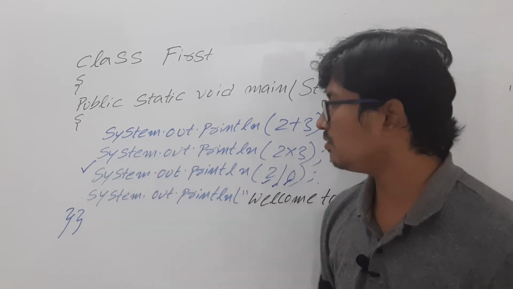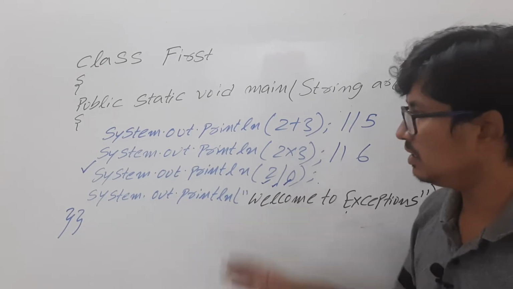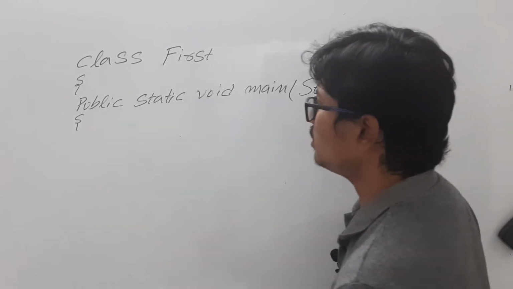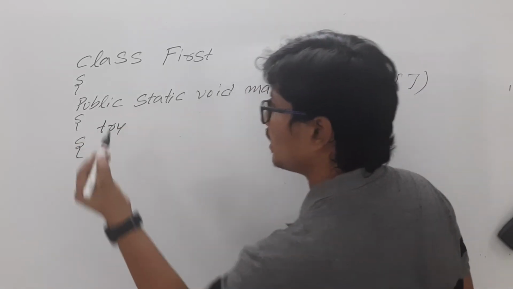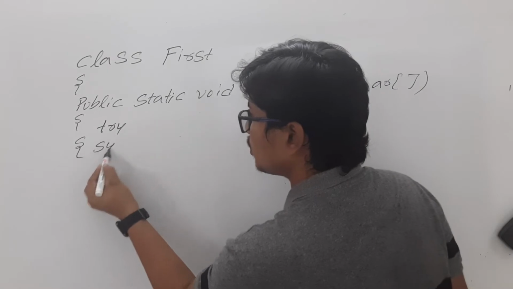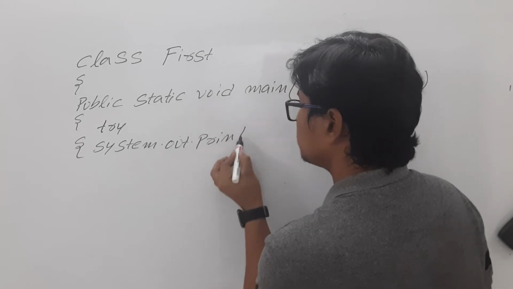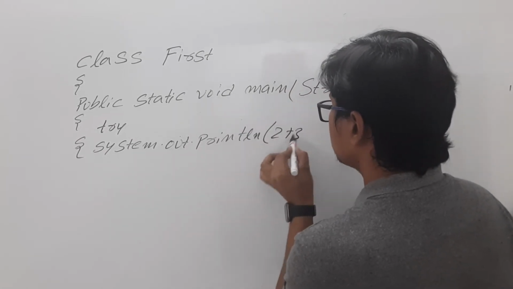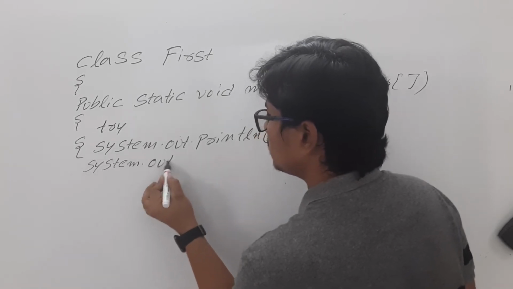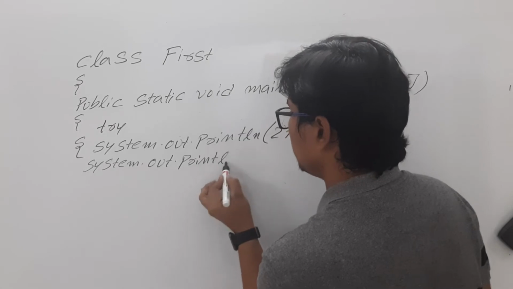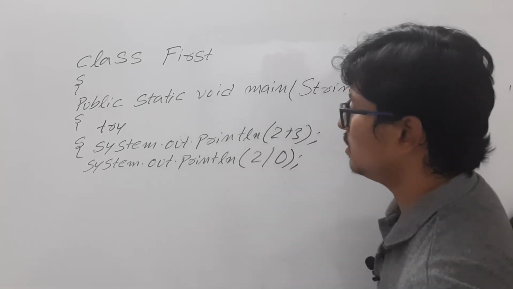So what I will do is modify this program using try catch finally, so that you will understand it. I will write try, and whatever statements I have written earlier, I can write here. System.out.println 2 plus 3. Similarly, I will not perform the multiplication, I will directly perform the division. System.out.println 2 by 0, not 2 by 3, otherwise the error will not occur.